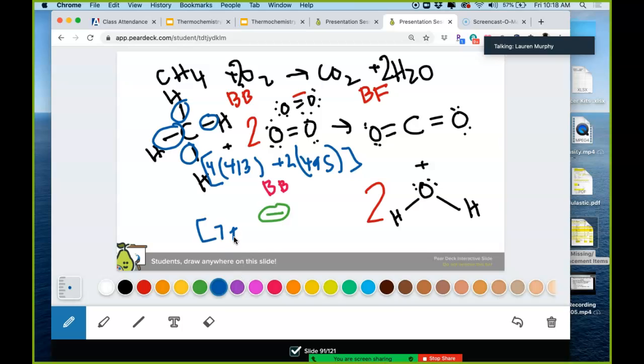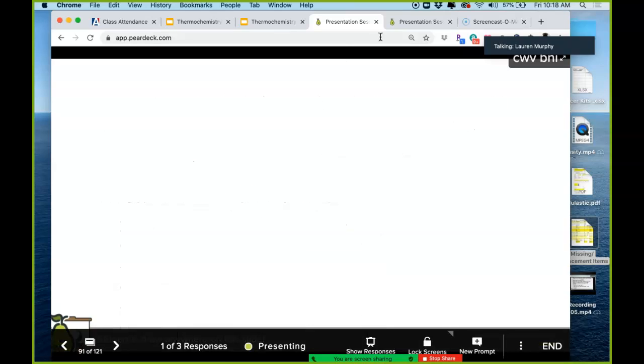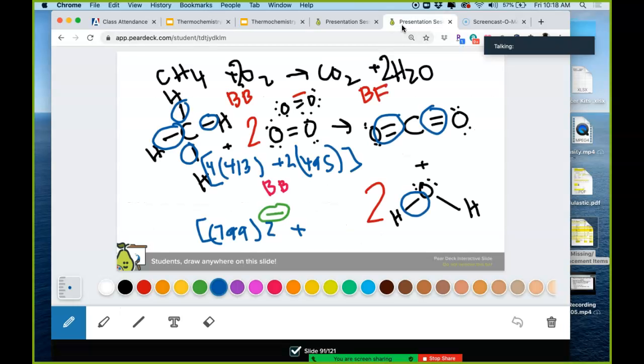So 799. But there's 2 of them, so you have to multiply by 2. Plus, this is an oxygen-hydrogen bond. So 467. So you say 467. Now be very careful.